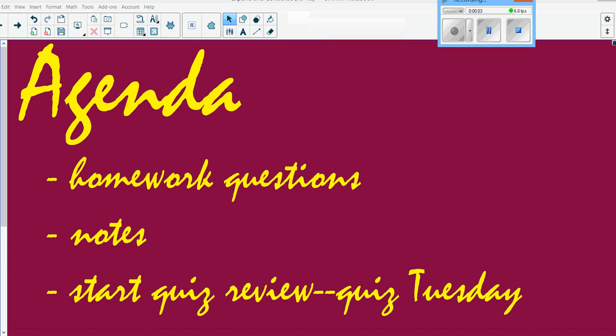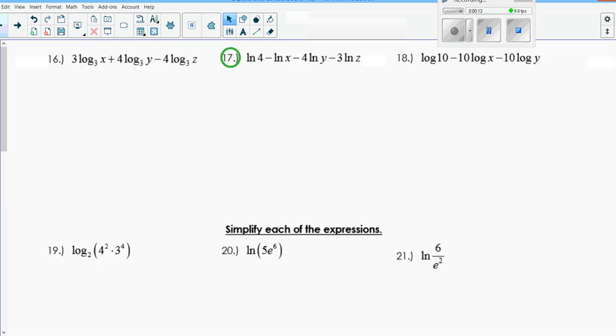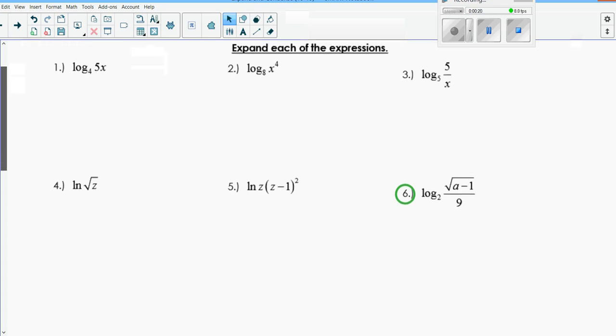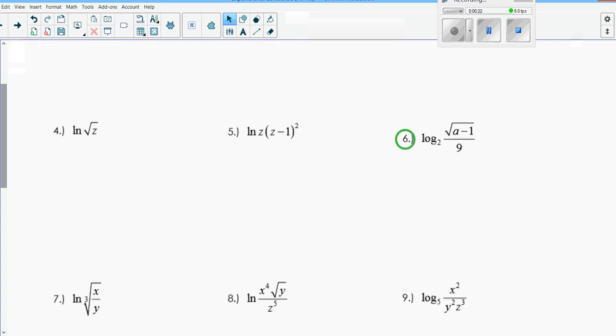Everyone. So this is day 2 of expanding and condensing logs. The notes are rather short, so I thought I'd start off by going over some questions that you may or may not have, kind of highlight some things that we had talked about. So this was last night's homework. I recall going over this question last year, so I thought I'd go through it.